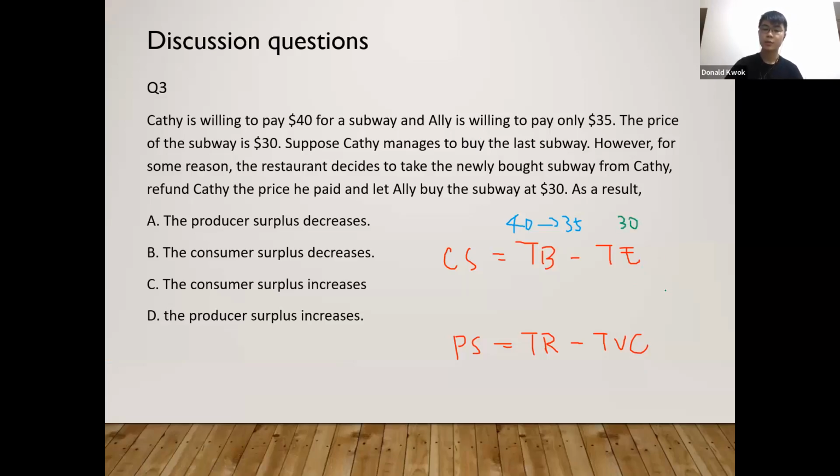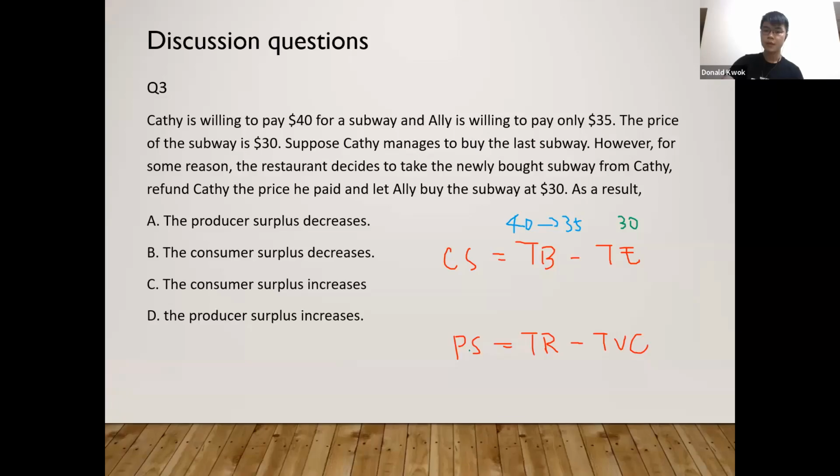And apparently the consumer surplus decreased, right? We can determine that already. Originally, the total benefit is 40 minus 30, which is 10, while after the change in the buyer, the new consumer surplus will be 35 minus 30, which is 5. So the consumer surplus actually decreased by $5. But anyway, let's still analyze how the producer surplus would change.